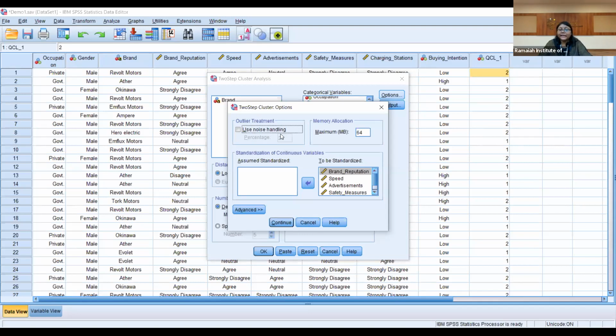Well, we do not require any noise handling because in this two-step analysis, the good part is it will take care of your outliers. If any outliers are there, it will take care of that. Well, we don't want it here.